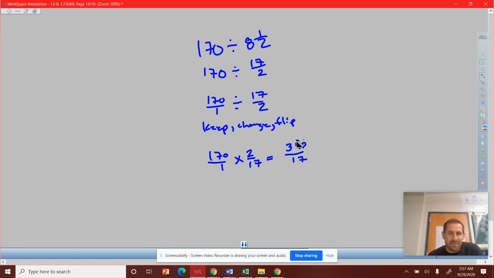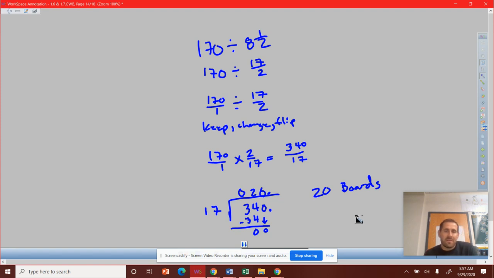So how many 17s go into 340? You can start counting by it, or you can do your long division. So long division wise, 340, put my decimal down just in case, and 17. How many 17s go into 3? 0. How many 17s go into 34? 2. 17 times 2 is 34. So I can subtract this out, get 0, bring down a 0. How many 17s go into 0? 0. So this answer is 20 boards. So he needs 20 boards to have enough.